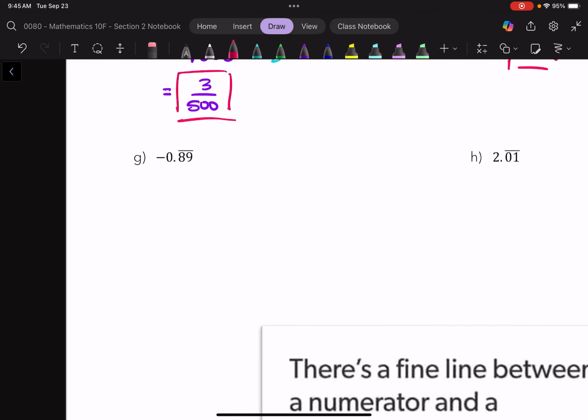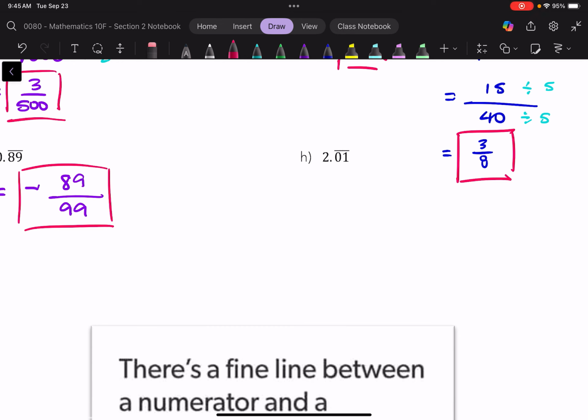Last 2 questions I notice have repeating decimals. If I have a negative decimal, I'm going to have a negative fraction. There's 2 digits that repeat, which means my denominator is going to have 2 9s in it. Those 2 repeating digits are 8 and 9. If I look at this fraction and go through my divisibility rules, I will notice that it cannot be reduced. So I get negative 89 over 99.